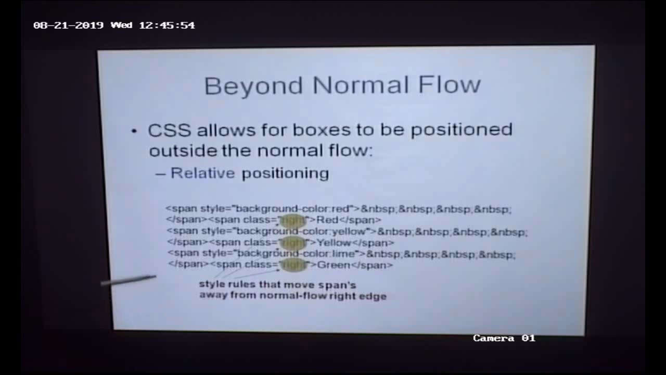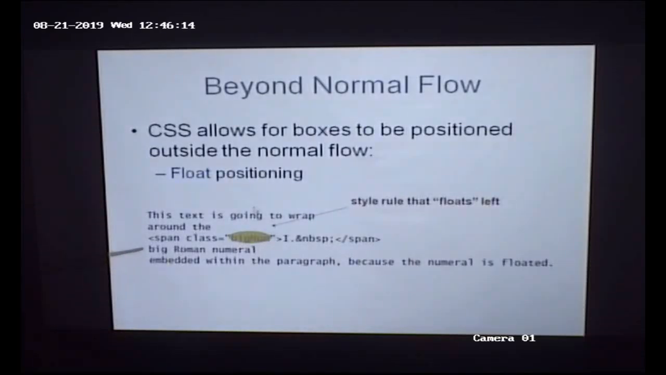You can see here the style rules that move the span away from the normal flow to the right edge. So the content red, yellow, green has been moved to the right edge. The next thing is float positioning. CSS allows boxes to be positioned outside the normal flow. As I said, we have float positioning like left, right, top and bottom, and by these properties we can position outside the normal flow.